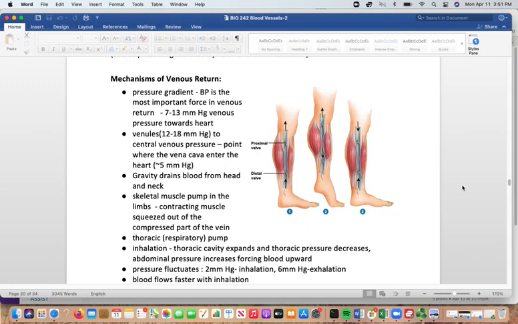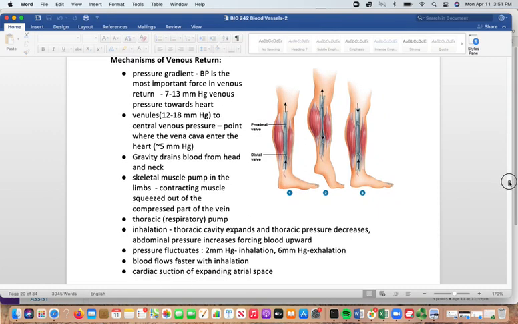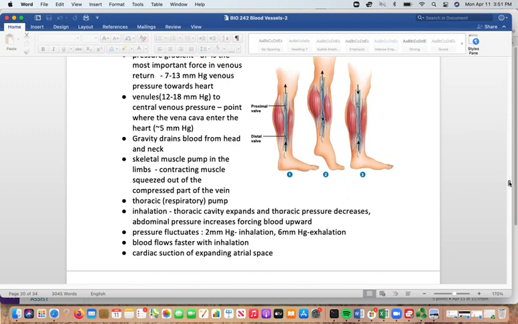The thoracic or respiratory pump is going to do the same thing, except instead of relying on muscles, when you inhale, the thoracic cavity is going to expand and thoracic pressure decreases. The abdominal pressure will increase, and that's going to force the blood upward. In the legs, you can end up with varicosities if a person is not moving around for a long period of time and the blood starts to pool in there. It's generally not a problem with the respiratory pump, just because you're not alive long enough if you stop breathing for very long for it to get to be a problem.